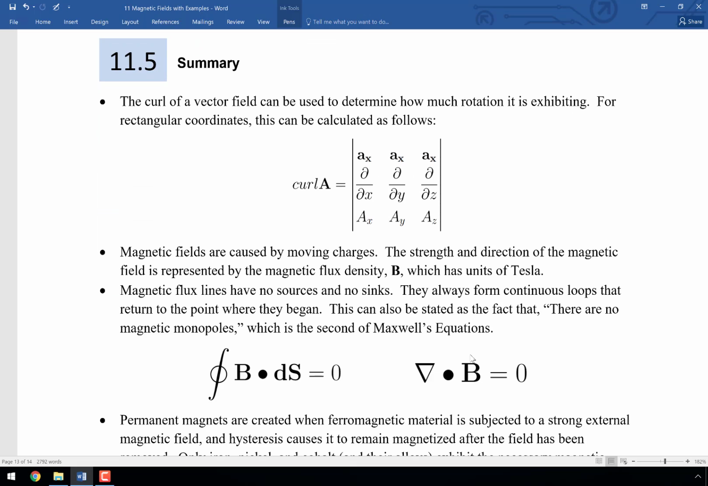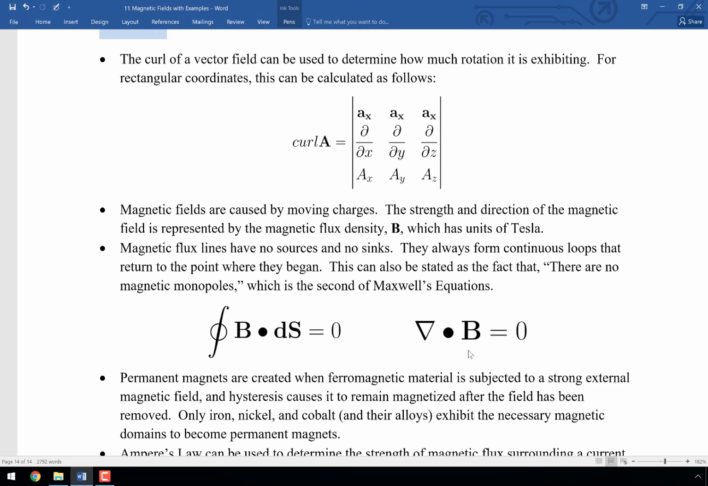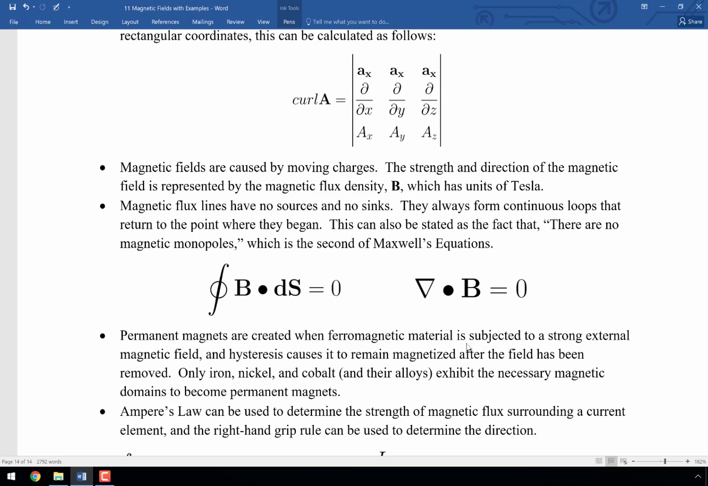So today we studied the curl. We saw that the curl can be calculated according to a determinant. I've only shown the rectangular form here, but there's also cylindrical and spherical. We saw that magnetic fields are caused by moving charges. The strength and direction of the magnetic field is represented by the magnetic flux density B, which has units of Tesla. We saw that magnetic flux lines do not have beginnings and endings.